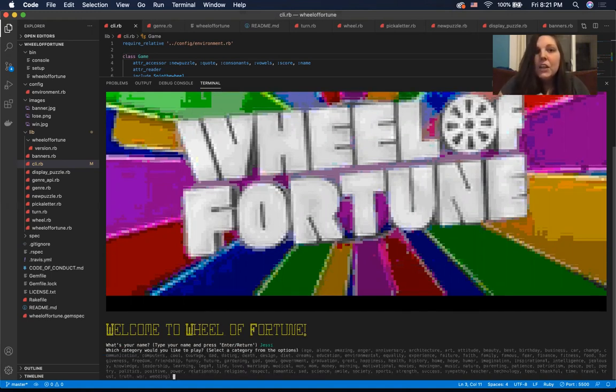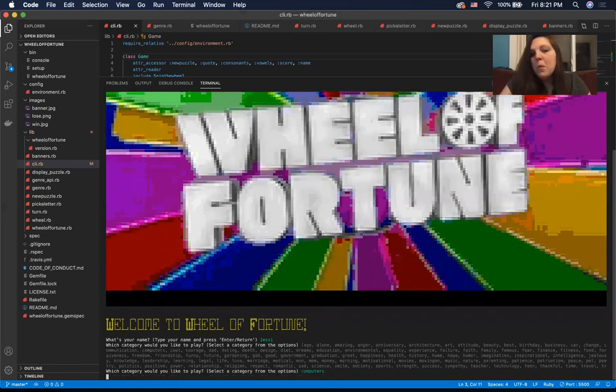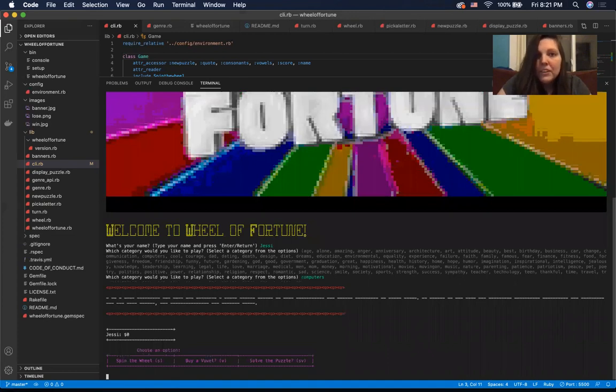And now it's using the Quote Garden API to pull in all of the categories from Quote Garden and says, which category would you like to play? And let's pick computers. Now it's loading a bunch of quotes from computers, and it's going to randomly select one and replace all of the letters in it with dashes so that we can play our game.